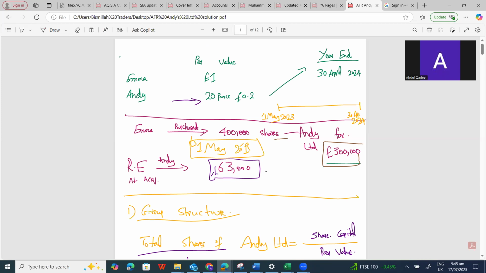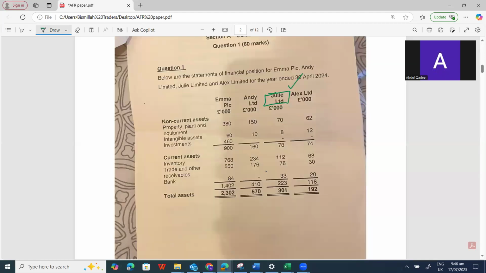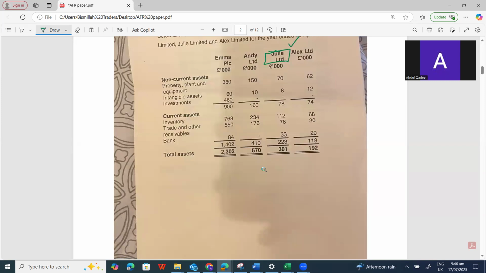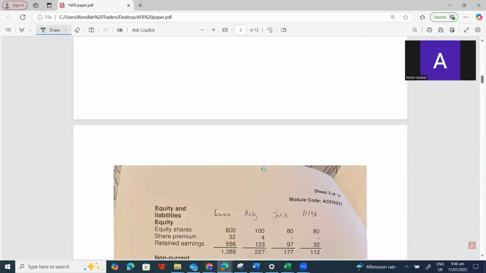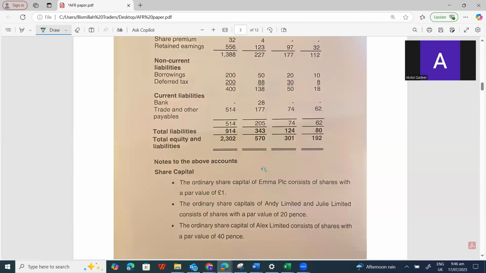This is what we solved about Andes Limited. Here was the question. Today, what we have to solve is about Julie Limited. As you know about the question: property and plant, intangible assets, current assets, total assets, and so on, equity and liabilities, non-current liabilities, current liabilities, total liabilities. We are not going to make any delay. Only here we need: the ordinary share capitals of Andes Limited and Julie Limited consist of shares with a par value of 20 pence.